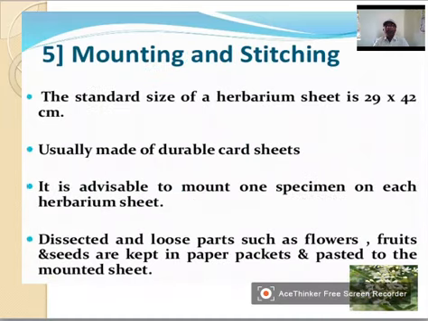Now, the fifth one, mounting and stitching. The standard size of a herbarium sheet is 29 by 42 cm, usually made of durable card sheets. It is advisable to mount one specimen on each herbarium sheet. The dissected and loose parts such as flowers, fruits and seeds are kept in paper pockets and pasted to the mounted sheet.